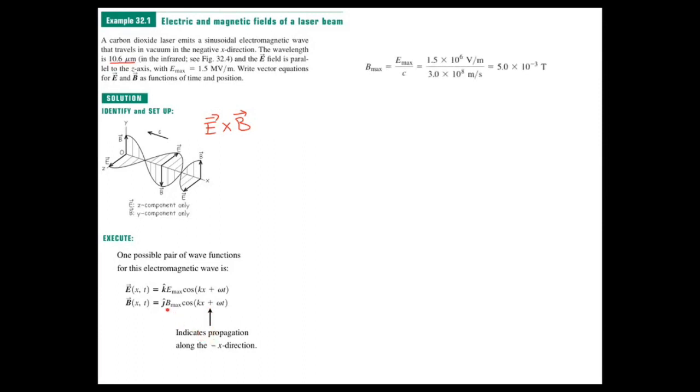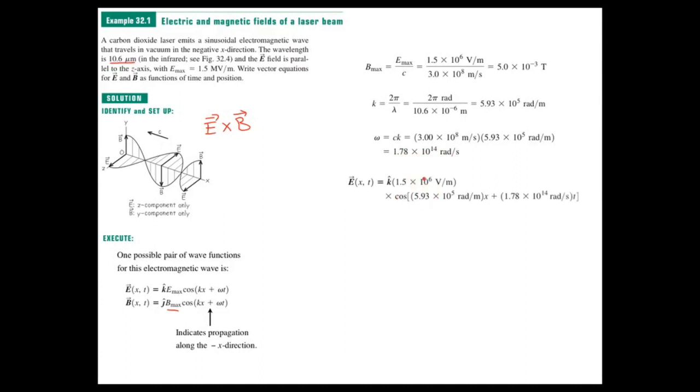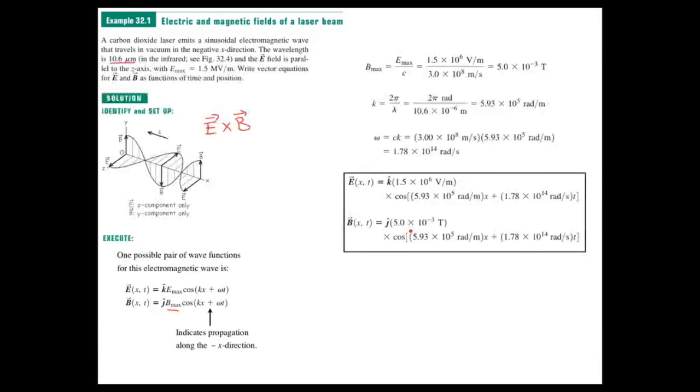Now we need to determine B max, k, and omega in this problem. So B max is E max over c, and that's going to be 5 times 10 to the minus 3 tesla. k is 2 pi over the wavelength, and we're given the wavelength, and that's 5.93 times 10 to the 5 radians per meter. And omega is c times k, which is 1.78 times 10 to the 14 radians per second. So here's my final expression for the electric field as a function of time, and here's the expression for the magnetic field as a function of time.